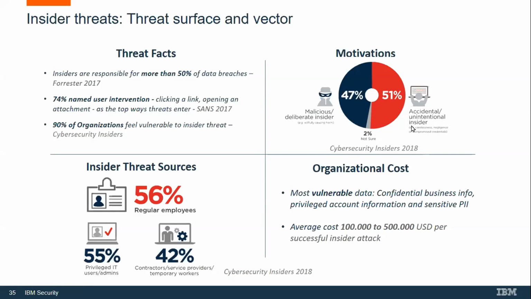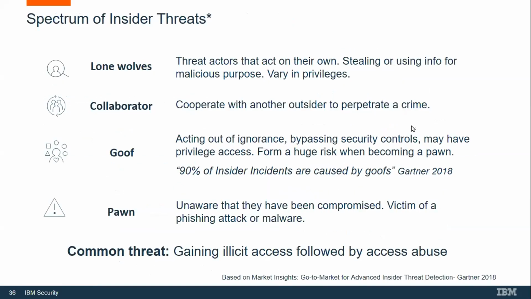But there's an organizational cost to this as well. Our most vulnerable data, confidential business information and things like that, is the stuff that's getting accessed. The average cost is between $100,000 and $500,000 per successful insider attack. So that's why we start talking about how half of your threats are coming from inside your organization. Let's make sure we understand how we look at those threats inside the organization.